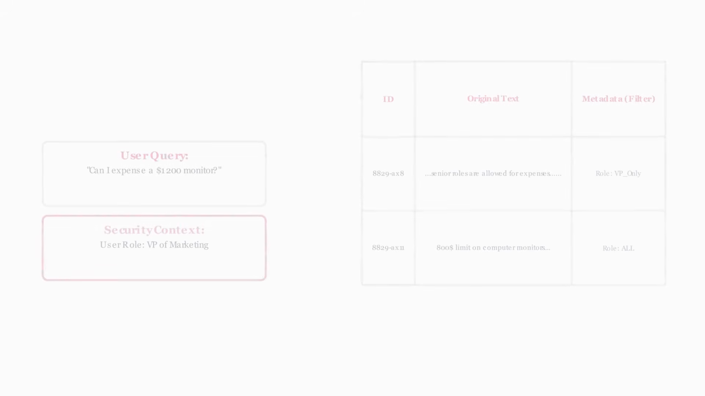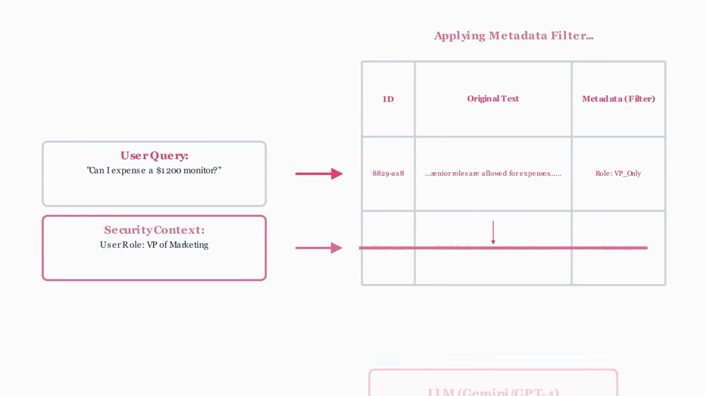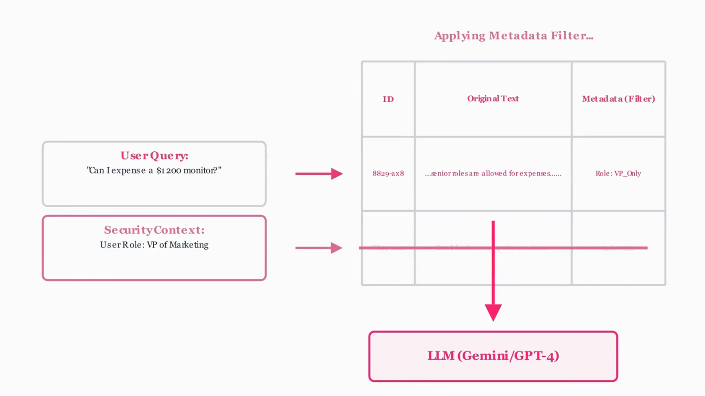Now, the third part, retrieval and filtering. When the user asks about the monitor, the database executes a query to find the relevant chunks. But it must also apply metadata filters. It checks additional information such as who is asking, are they a VP, are they in the US or UK? The database filters out what the user isn't allowed to see before the AI even reads it.